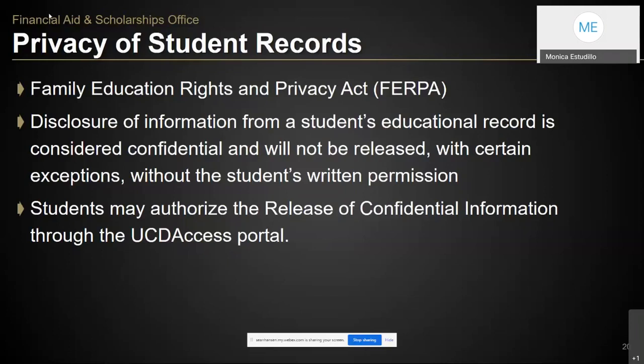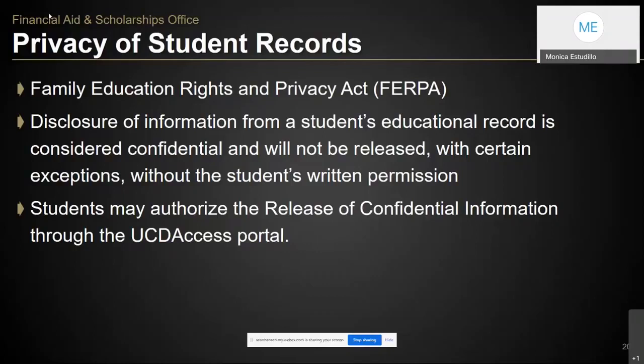And you can choose for them to have access to your academic records, which will be your grades and things like that, or your financial records only. So this means financial aid or your billing. Or you can choose them to have access to all of that. So you have the power to see what your parents have access to and what they don't have access to.